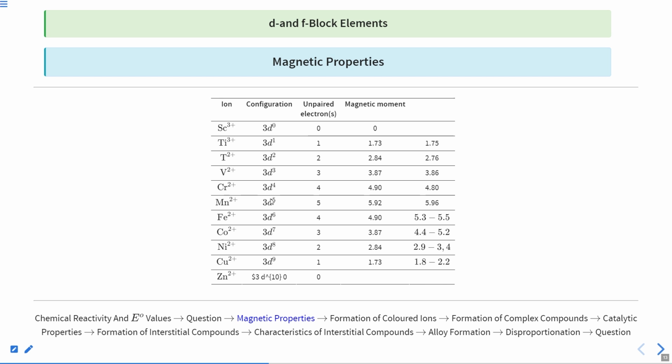Then after 3d5, we start to pair up the electrons. So one electron gets paired up, and we are left with 4 unpaired electrons, that is 4.90. Then the next electron gets paired up, and we remain with 3 unpaired electrons, so 3.87. For 3d8, we have only 2 unpaired electrons. For 3d9, all electrons are paired up except the last one, so we get 1.73. And at last, we again have 0 unpaired electrons, so the magnetic moment is 0. Clear? And these are all the experimental values. In this way, we have calculated the magnetic moment. Okay, clear?